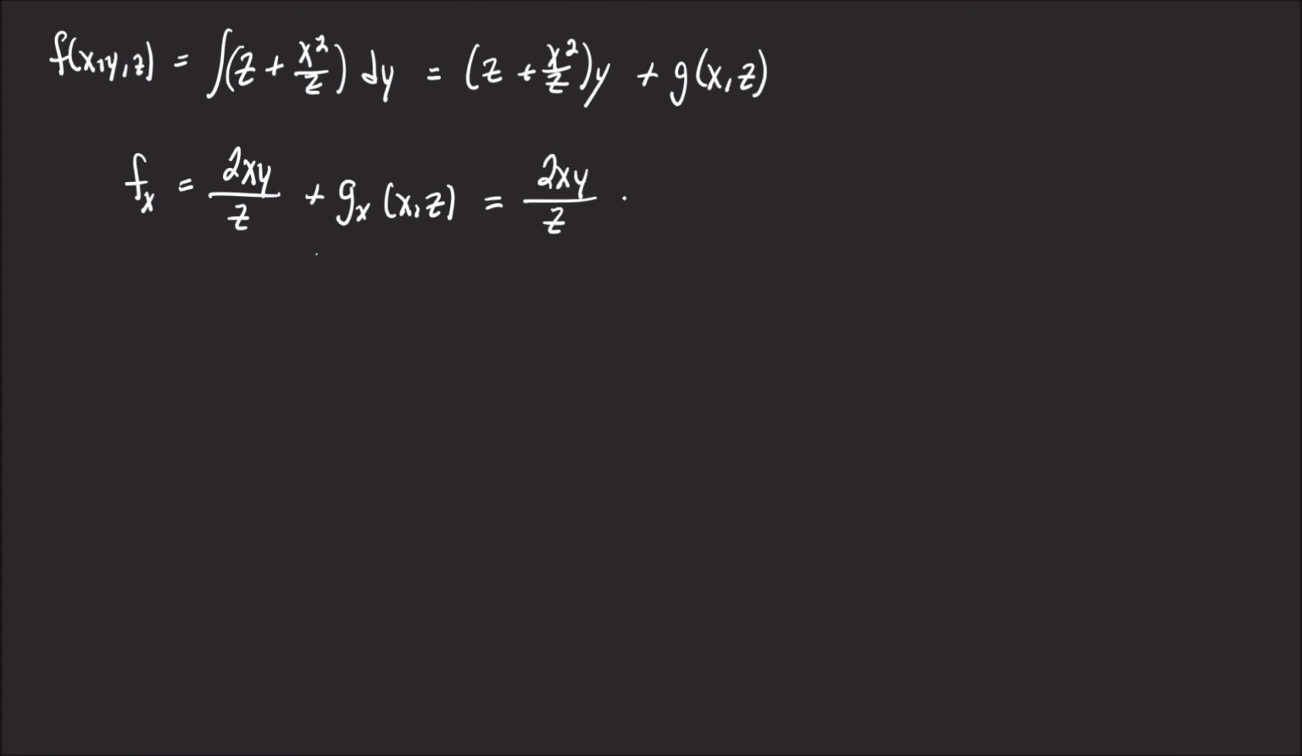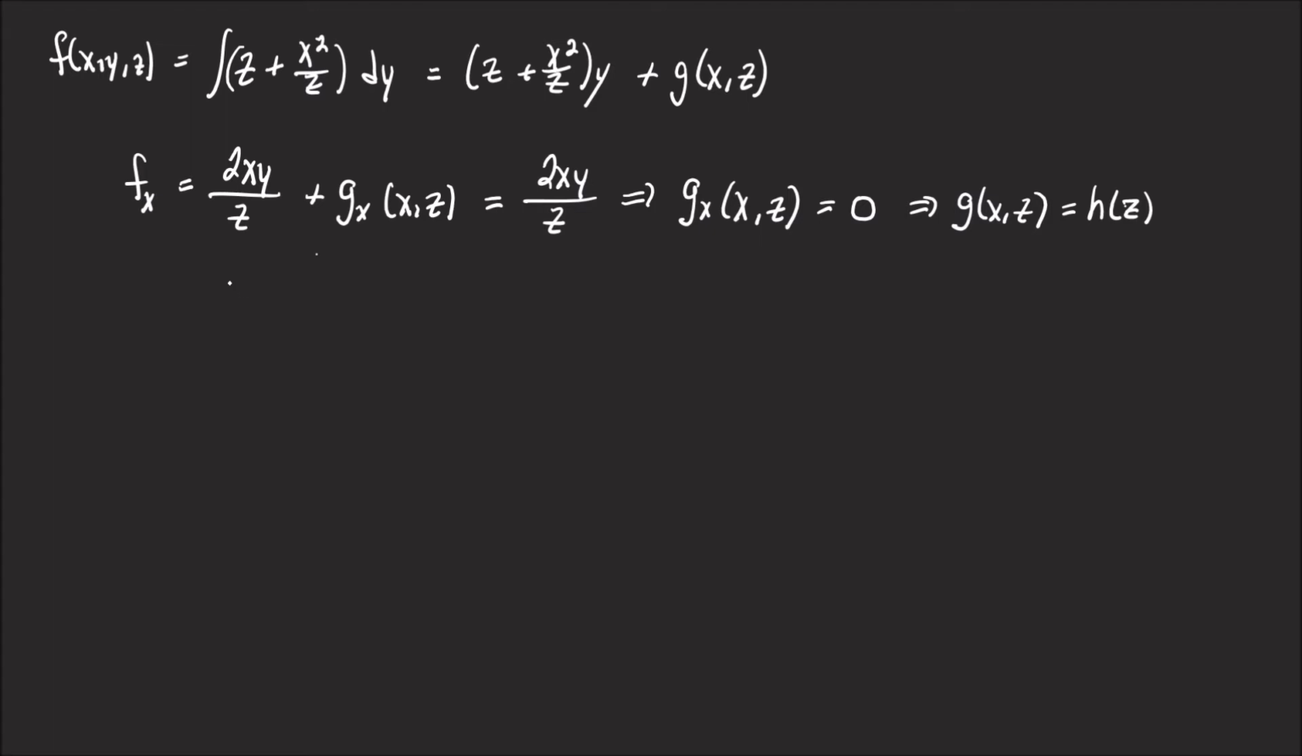Thus, we can conclude that g sub x of x, z is 0, which means that g of x, z is actually just some function of z, right? If you differentiate a function only of z with respect to x, you get 0.